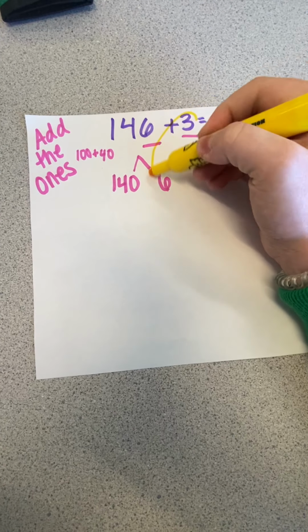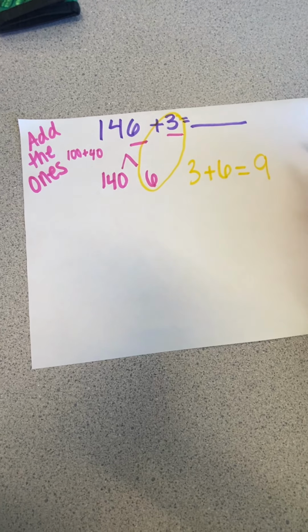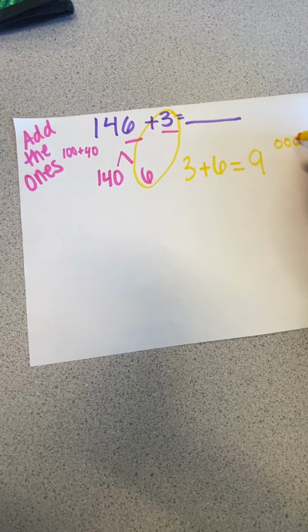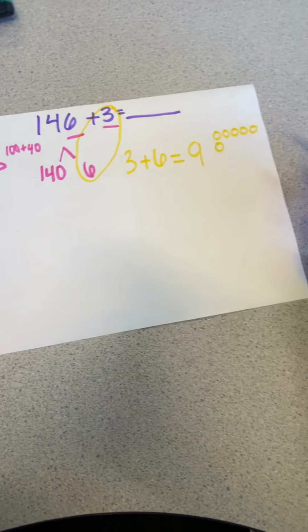So 3 plus 6 is my first number sentence. 3 and 6 more is 9. If you did not know that, you could show 6 and 3 more on an imaginary 10 frame as a sketch. Now I'm going to add everything back together.